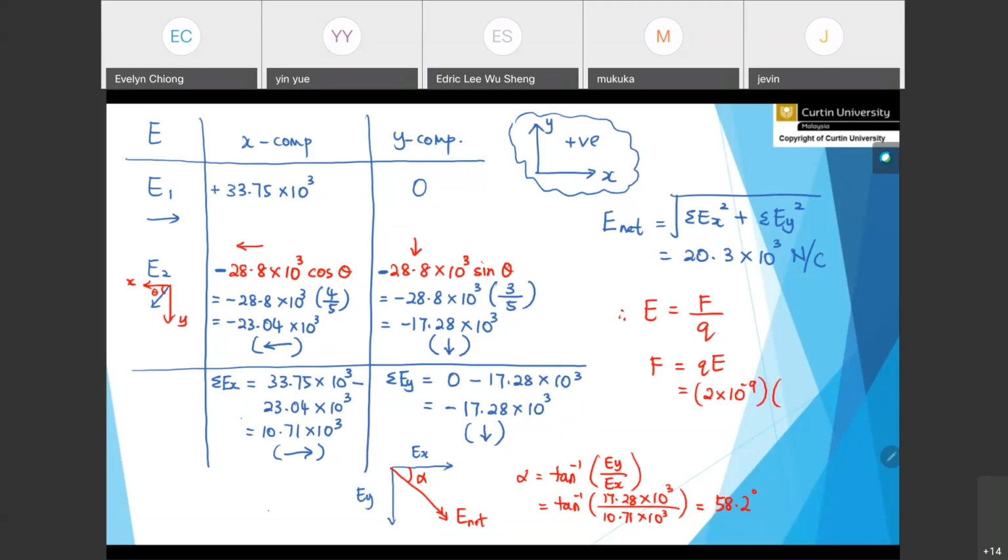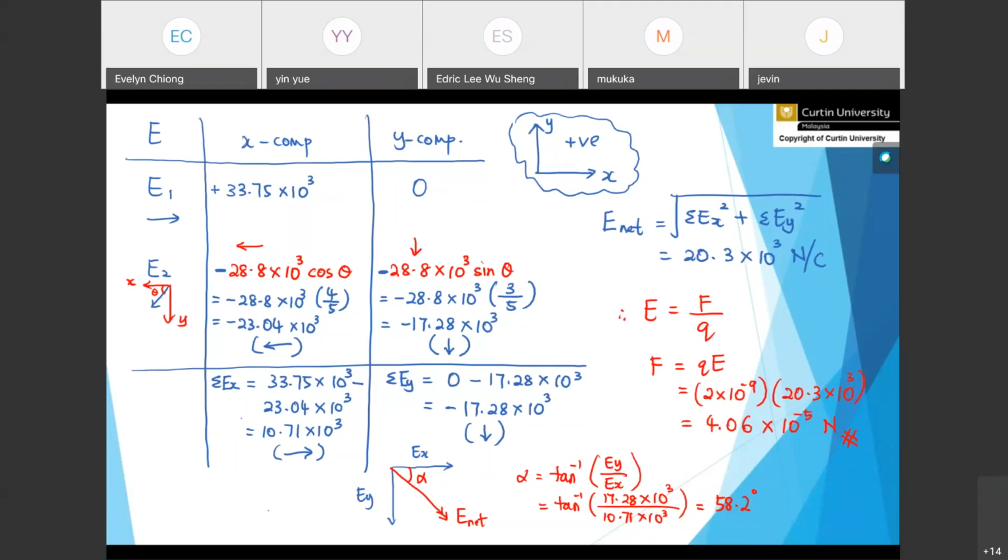Then the E is 20.3 times 10 to the power of 3. Okay, so if you calculate this, you will get 4.06 times 10 to the power of negative 5 Newton. Still remember this value? 4.06 times 10 to the power of negative 5 Newton is the one that we have calculated from our work example 1.